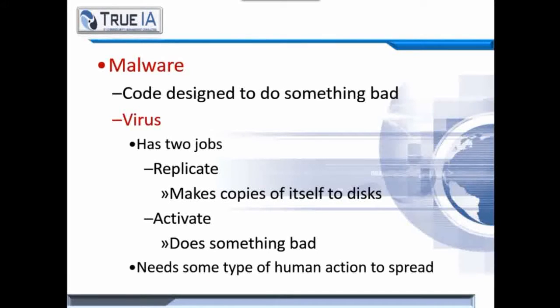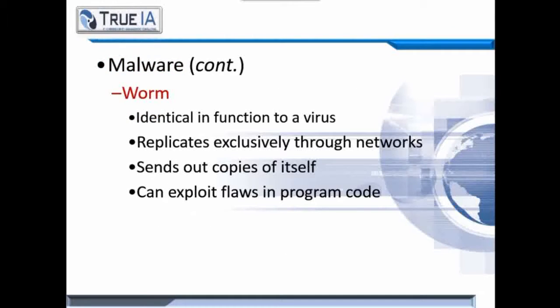Malware is any code designed to do something bad, basically, like viruses. A virus has two main jobs. First, to replicate, and then to activate. An important distinction with viruses is that they need some sort of human interaction to spread. Unlike the worm, and a worm has an identical function to a virus. However, it replicates exclusively through networks and takes no human interaction. Generally, you'll find a worm is exploiting a flaw in some sort of program code.